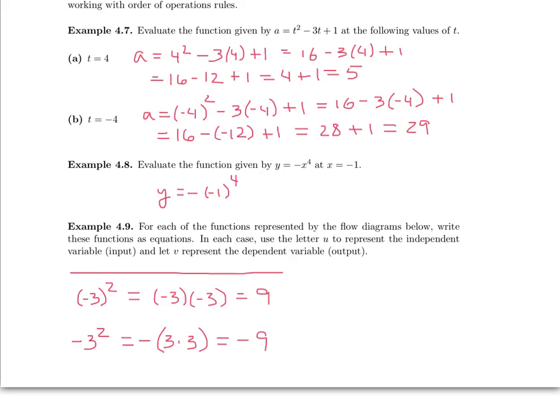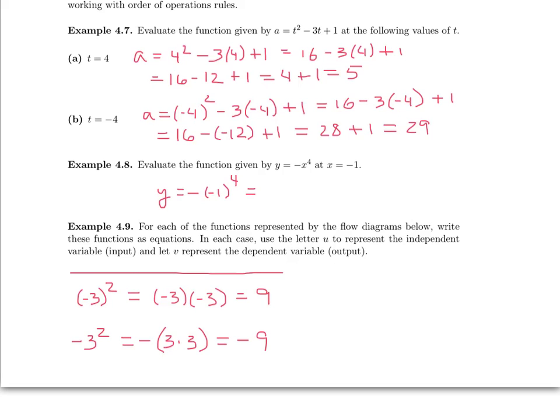Out in front, I still have the negative from the original function. So this negative is this negative. X is negative 1, and I'm taking negative 1 and I'm raising it to the 4th power. Now let's simplify.